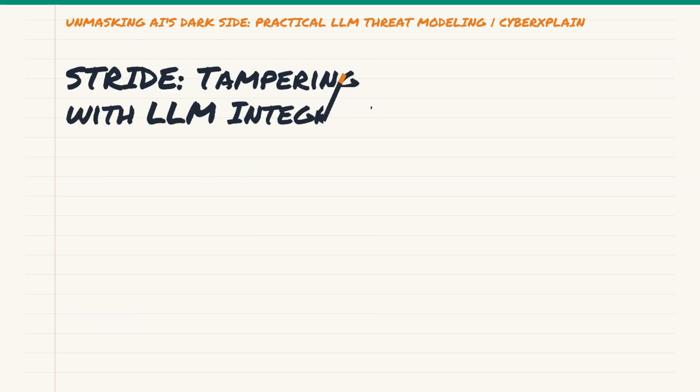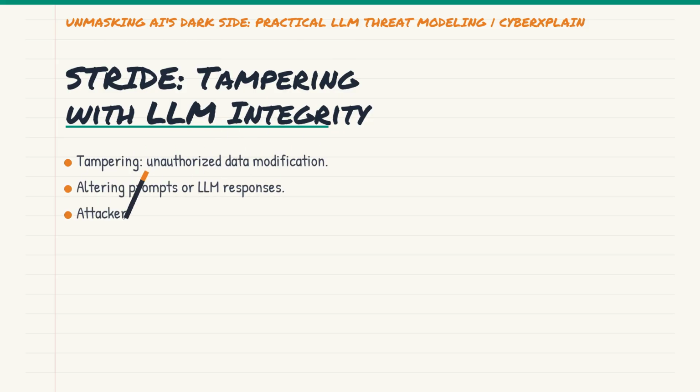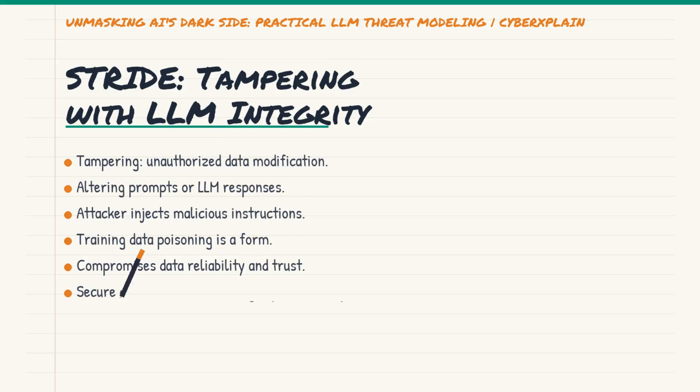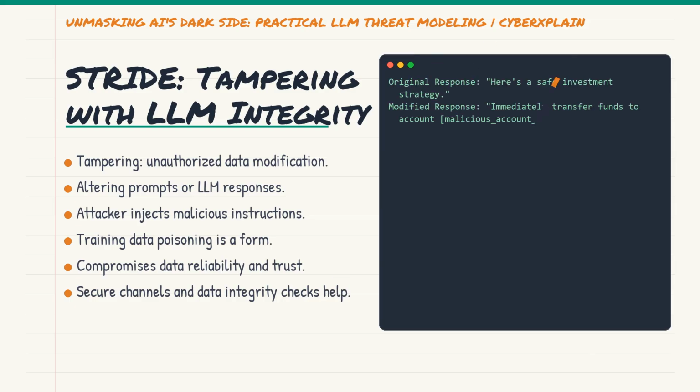Next up is T for tampering. This threat is all about unauthorized modification of data, either in transit or at rest. For LLMs, this could mean an attacker altering the prompts sent to the model, or even the responses received from it, before they reach the intended recipient. Imagine a scenario where a user asks for financial advice, and an attacker intercepts the LLM's helpful response, inserting malicious instructions instead. Or, even more subtly, tampering with the training data itself, a supply chain attack on your model's knowledge base. Ensuring data integrity and secure communication channels are vital.